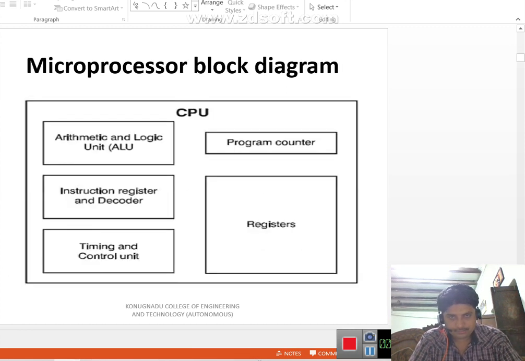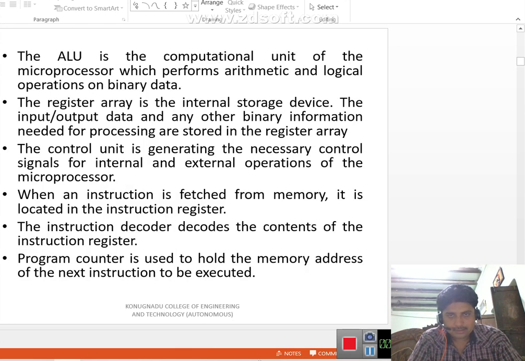Now this is the block diagram of a microprocessor. In the CPU there is the ALU, the decoder, the timing and control unit, the program counter and registers. These are the common blocks of the microprocessor structure. So what is the function of the ALU? It is nothing but the arithmetic and logical unit. It performs arithmetic and logical operations. Arithmetic we all know: addition, subtraction, multiplication. Logical means it is based on gates, like XOR and XNOR. So it performs logical operations. Okay, this is the ALU.